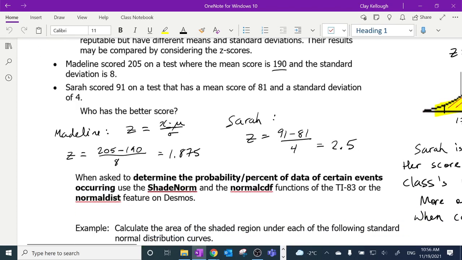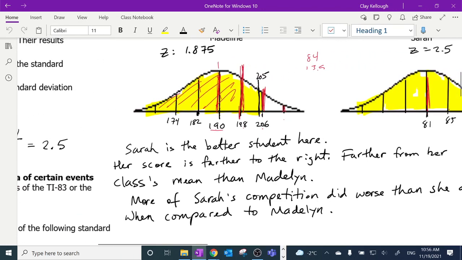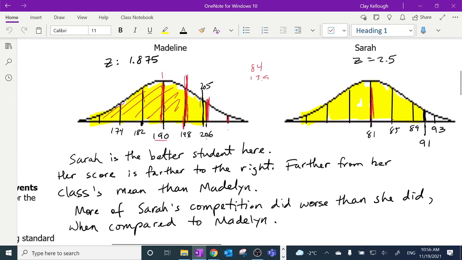And we figured out that the z-score for Sarah is bigger, which meant that her placement, there's Sarah on the right, is further to the right on this cumulative graph of frequency than Madeline. In other words, there were more people in Sarah's class behind her than were behind Madeline in her class. So Sarah is objectively the stronger student.